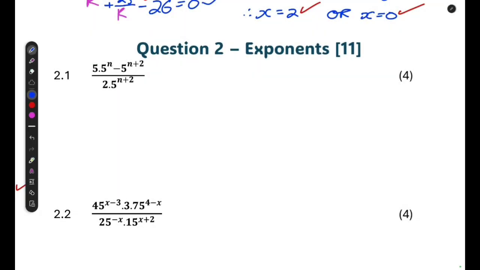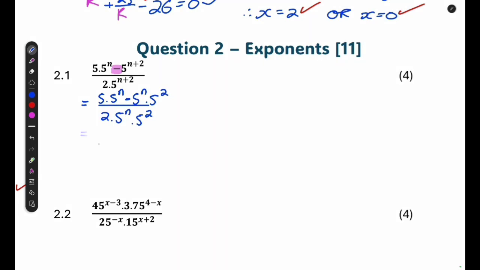2.1, we're over to exponents, and I can see this is the one where there is a plus or a minus between the terms. That means I'm going to look for a common factor after I give each exponent its own base. So the first step would be to say, okay, so this stays 5 times 5 to the power n minus 5 to the power n times 5 squared. At the bottom, I am also giving that plus 2 a base of 5.